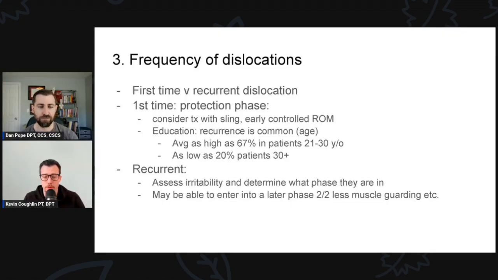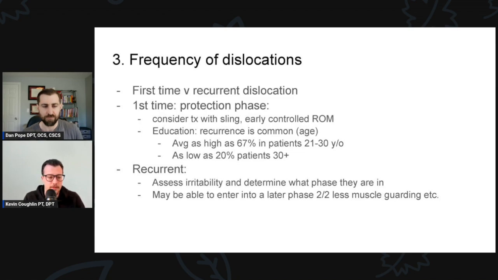Awesome. So key number 3 is the frequency of dislocations. Same themes here. Is it a first-time versus a recurrent dislocation? Either way, it doesn't mean that if it's a first-time dislocation we're automatically going to handle it conservatively.